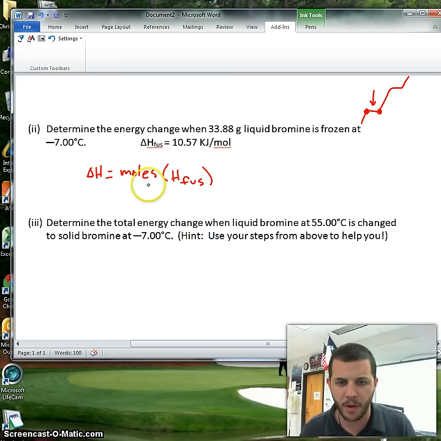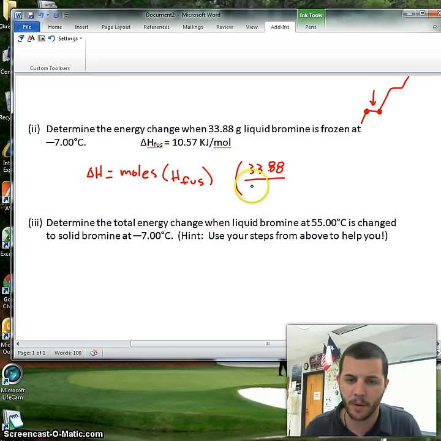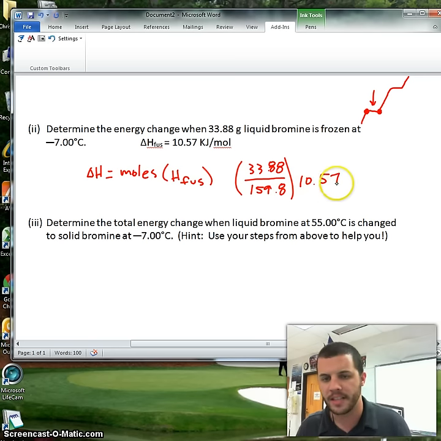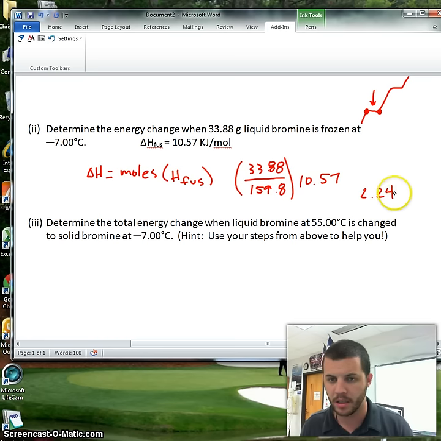So to get our number of moles, I'm going to do 33.88 divided by the molar mass. Remember, bromine is diatomic, so the molar mass is 159.8, times the heat of fusion, which is 10.57. Now, this goes into my calculator, 33.88 divided by 159.8, hit enter, and now I can multiply that number by 10.57, and I get an answer of 2.24 kilojoules.